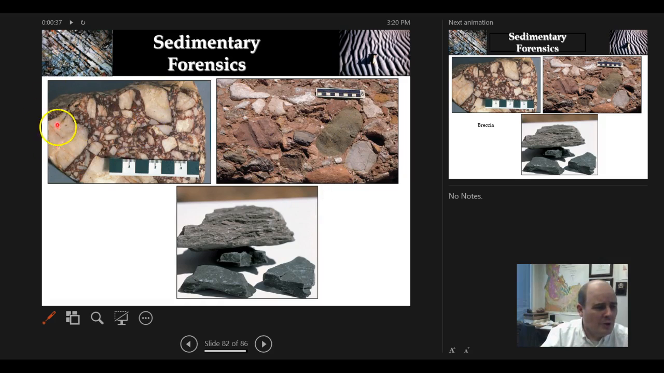This one over here, notice, has lots of particles, and they're all jagged, so they haven't gone very far from the source. So we'd call this a breccia. Okay, this one down here is very, very fine grained, fissile, with even layers in it, so it was probably deposited by some kind of water system, probably clay particles or maybe silts, so maybe at the bottom of a lake or a shallow ocean.